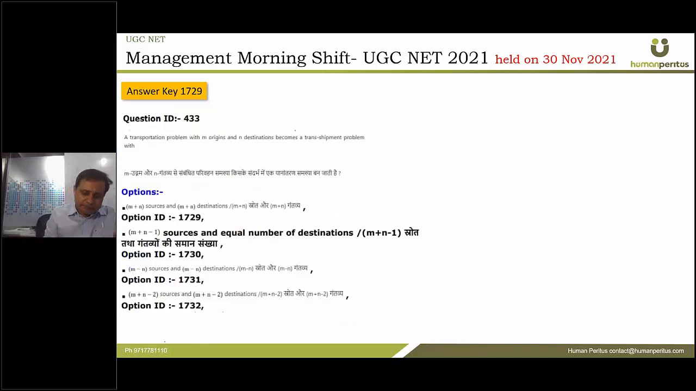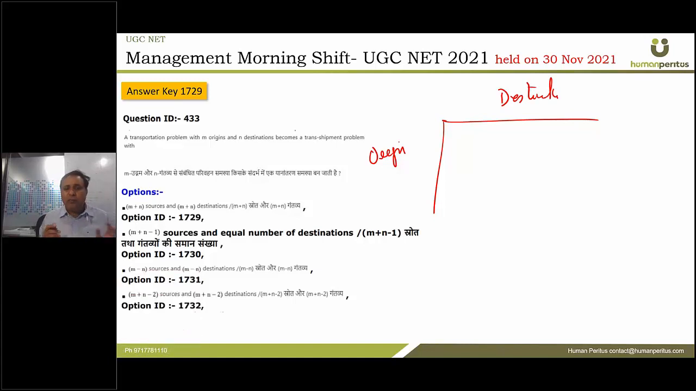आगे बढ़ते हैं. A transportation problem becomes transshipment problem when? So guys, transportation problem क्या है कि हमारे कुछ we have got some origin points and some destination points. So transportation problem क्या था? We try to find the minimum cost to take from points of origin to points of destination. So transshipment क्या है? So origin से destination भी जा सकता है, destination से origin भी आ सकता है.